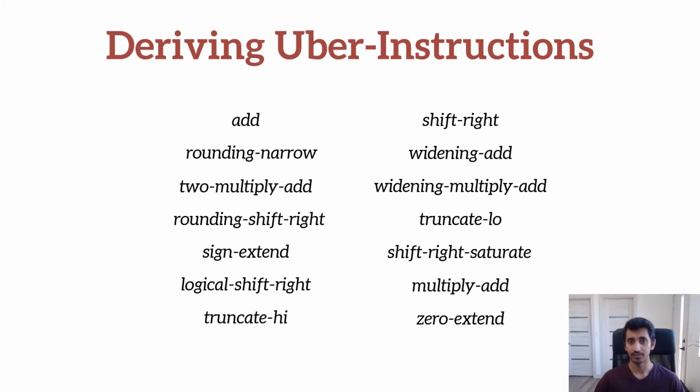An important realization we made when designing this instruction selection algorithm was the fact that most vector instruction sets contain a large number of very similar instructions. For example, here's a subset of all instructions provided by Qualcomm's HVX architecture.